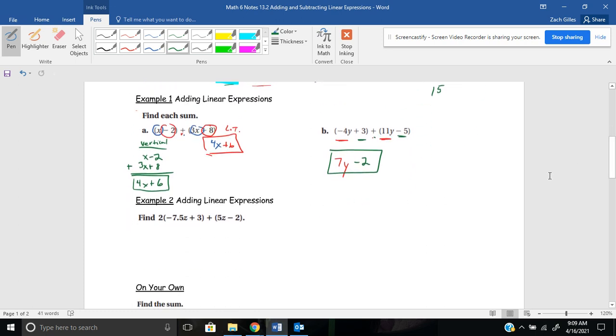Let's spice life up a little bit and get a little more complicated. In this example, I've got 2 times negative 7.5z plus 3 in parentheses. So I'm going to need to multiply everything in my parentheses by 2, or double it.